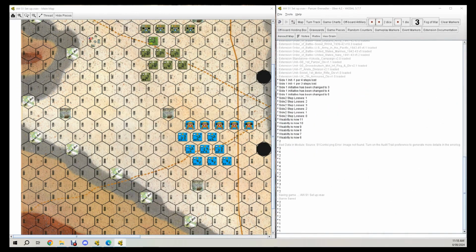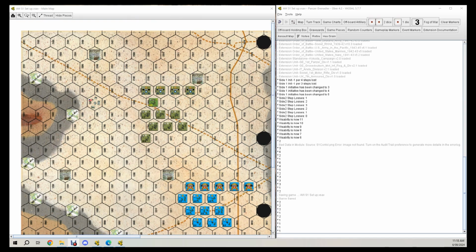Right. So the Americans set up first in the town or in any non-ocean hexes within 4 hexes of it. So let's come up here. So we're in the town here or within 4 hexes of it. I suppose the town is the best place to be.